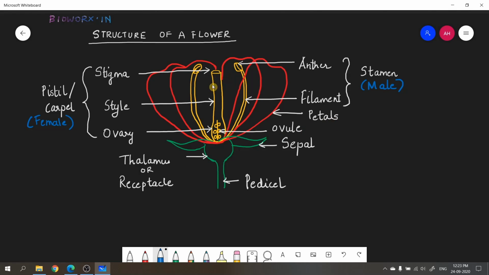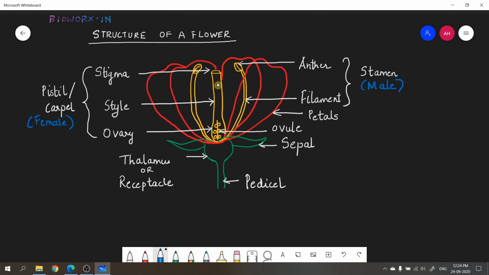Then you have the female part of the flower which is right in the center. It consists of the stigma, style, and the ovary. Now all the three together make up the pistil or carpel, which is the female part of the flower. Over here, stigma is the part which receives the pollen grain from the anther during pollination. I will be talking about pollination in my future videos.